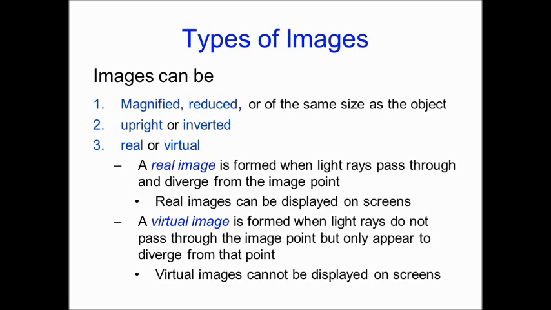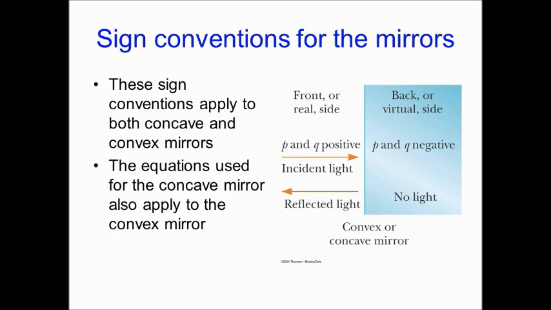For example, when you look at the mirror, you see your image behind the mirror. There is no light behind the mirror. Light only appears to diverge from the point behind the mirror. In the next few slides, I summarize sign conventions for the mirrors as well as thin lenses. The equation that we use with all these optical devices is the same. However, sign conventions will generally change.